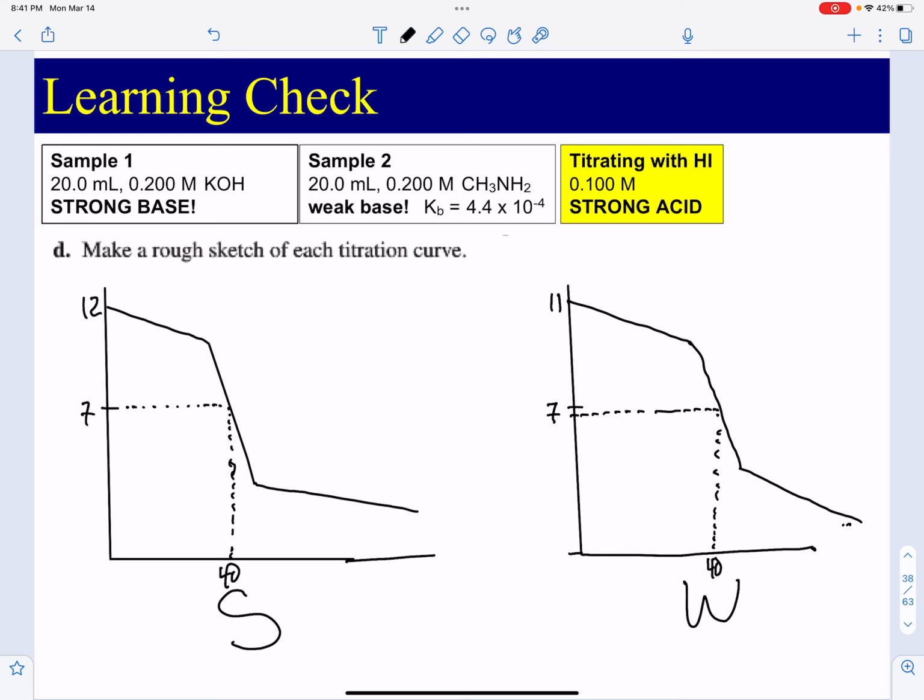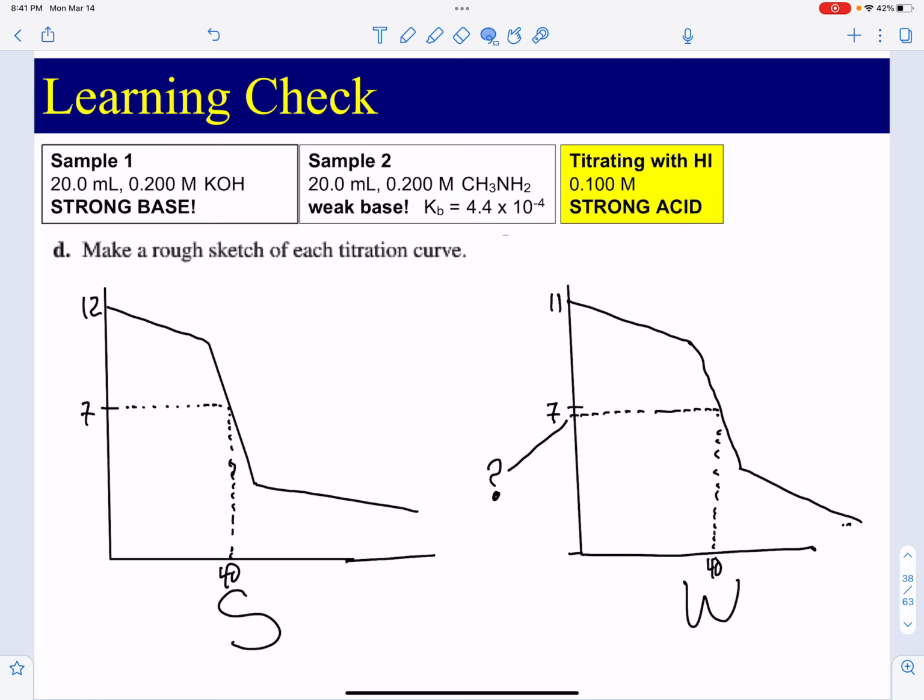But what would you do if I ask you to tell me exactly how much is the pH at the equivalence point for the weak one? How can you do that? Well, let's see. We know that the Kb is that in there, right?